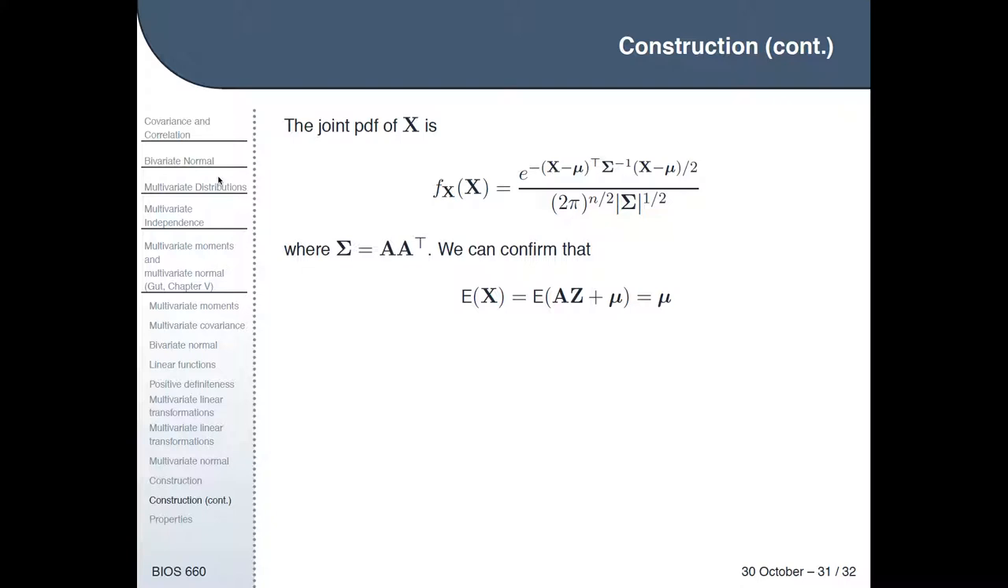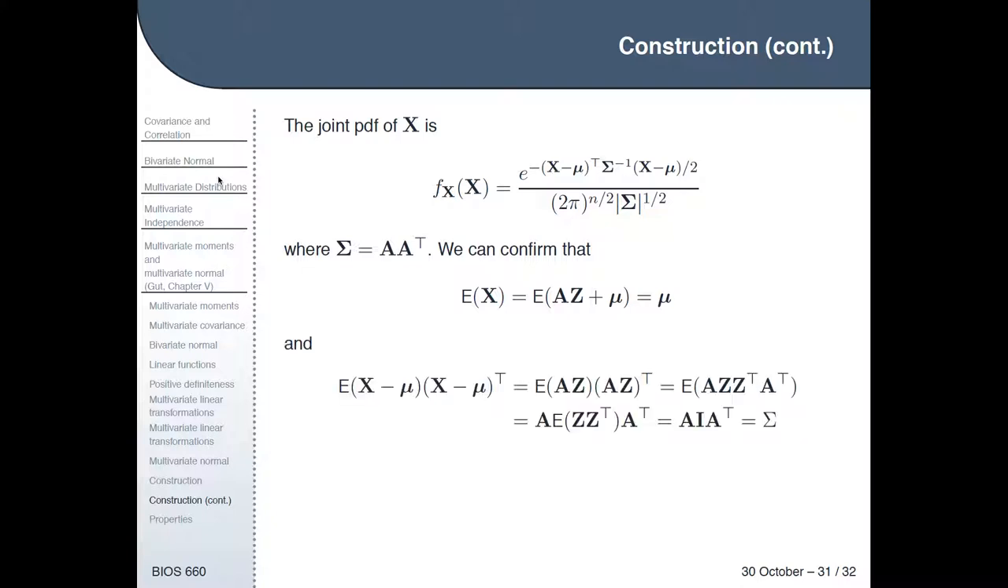So, plugging all that into the formula, we get that the joint PDF of x is e to the minus (x minus mu) transpose times sigma inverse times (x minus mu), divided by 2, all over (2 pi) to the n over 2 times the square root of the determinant of sigma. And it's easy enough to show that the expected value of this x is mu, and the variance-covariance matrix is sigma.